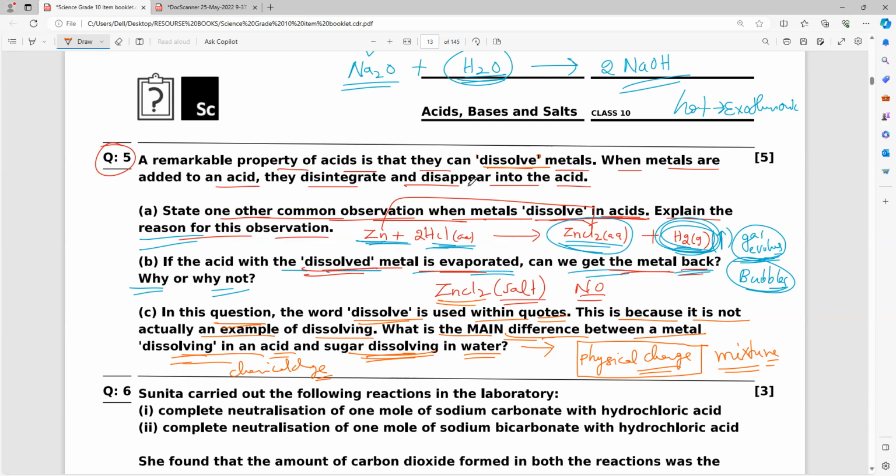Clear, everyone? Please respond. This is a 5-mark question. Observation and reason, 2 marks. B part: can we get the metal back? If you say no, 1 mark. And why not? If you give the reason, 1 mark. And the last one, the difference: if you write physical change and chemical change, you will get 1 mark. Totally how many marks is the question? 5 marks. If you are not writing anything, they are definitely not going to give the full mark. So every point is important. That is what you have to remember.